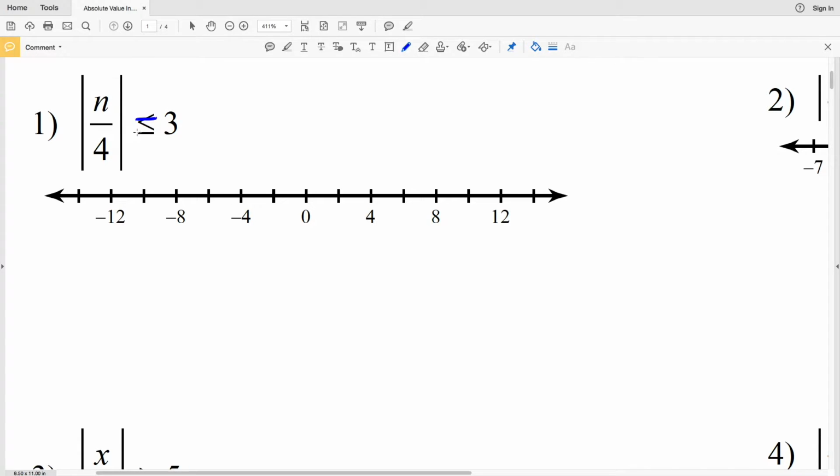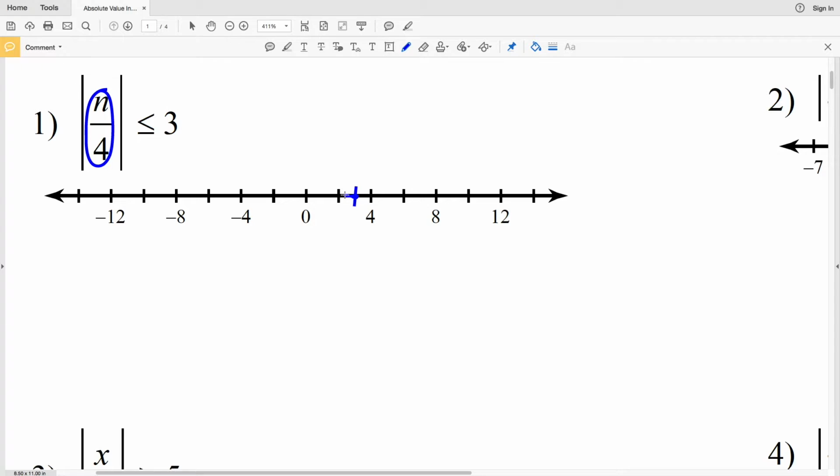Now, if this was an equation, we would say that n divided by 4 is either equal to 3 or n divided by 4 is equal to a negative 3. However, this is not an equation, it's an inequality. So the absolute value of n divided by 4 is less than or equal to 3. Let's use the number line below as a representation of the quantity n divided by 4. So in order for something to be less than or equal to 3, the absolute value, here is 3.